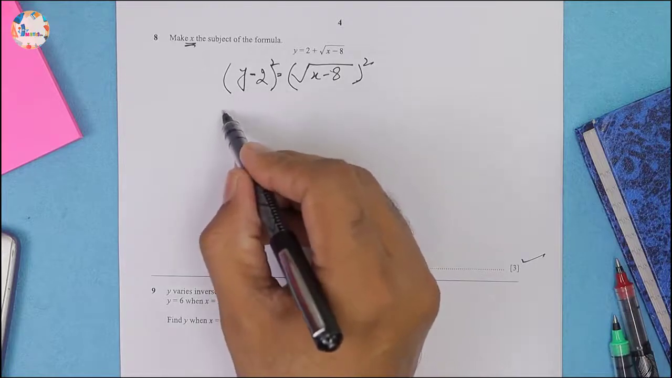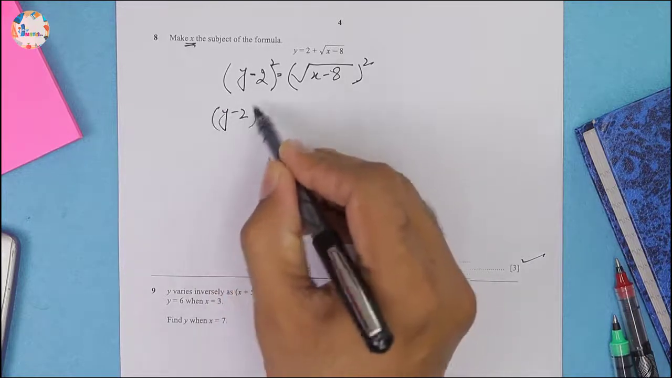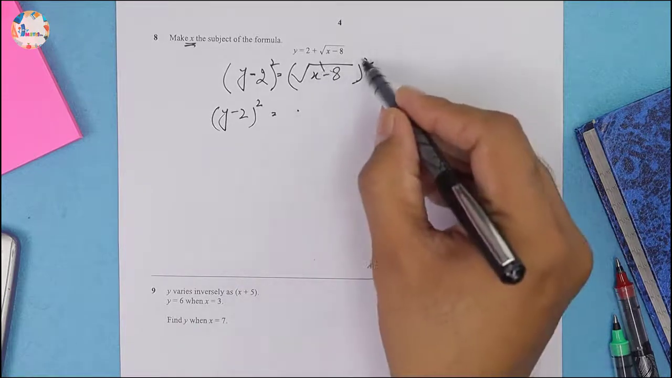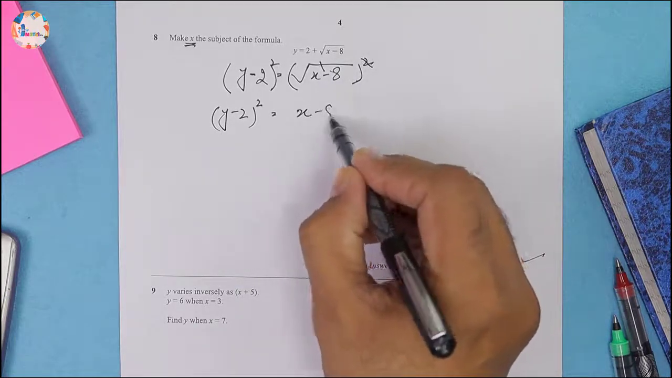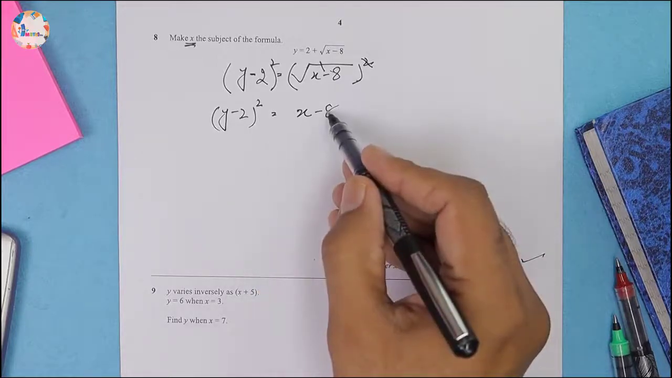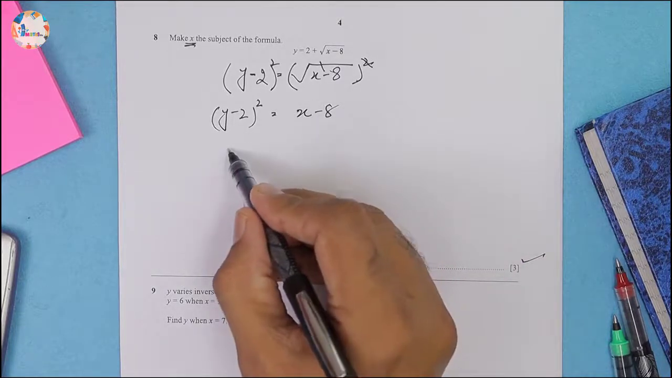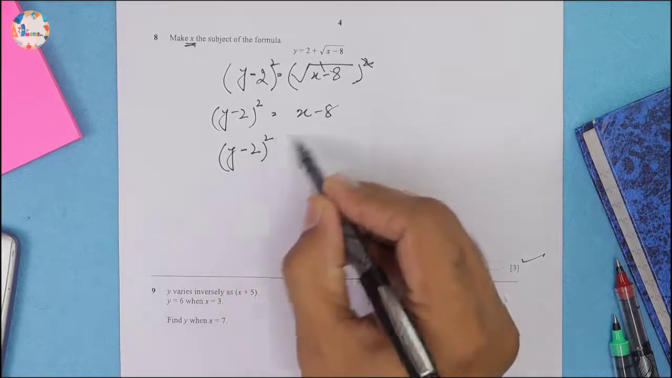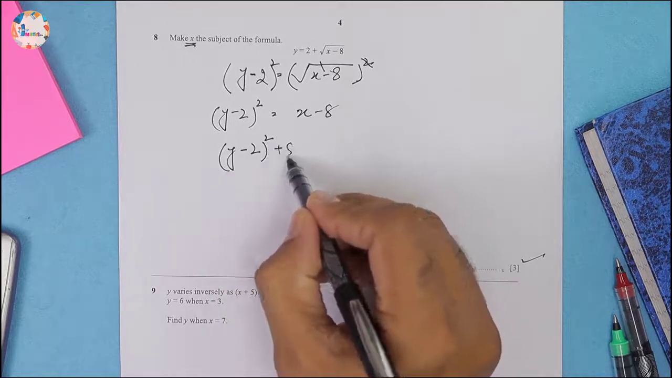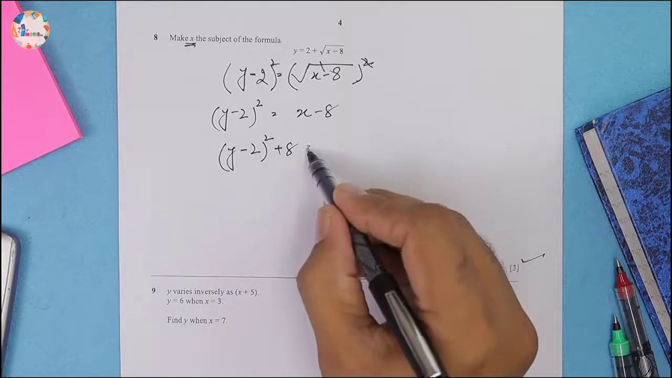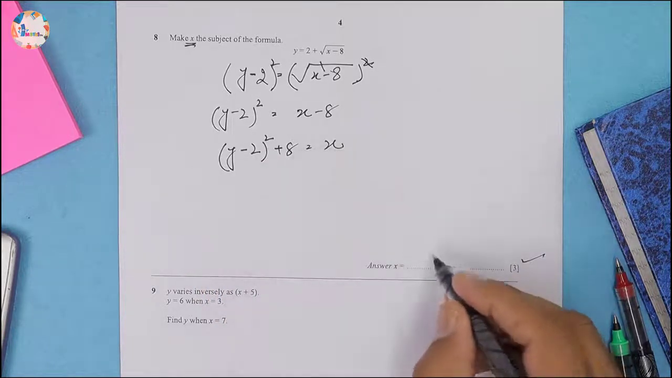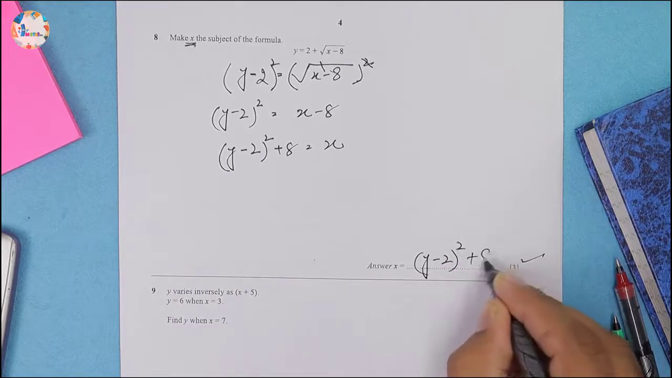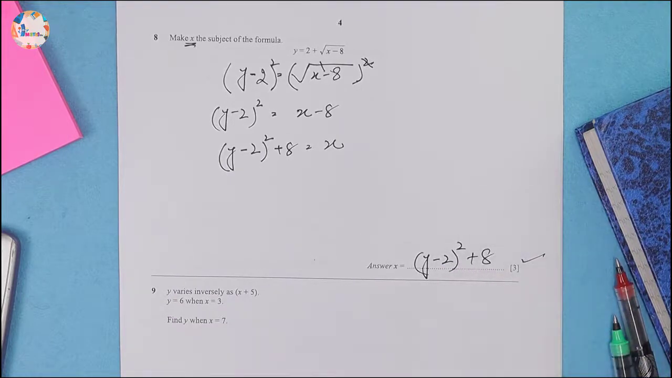So this will be y minus 2, no need to open this, squared, and the square root and this square will cancel, so x minus 8. Now we can shift 8 to this side, so it will be y minus 2 squared, and we can write plus 8, or we can write 8 plus this. So this will be equal to x, and our answer will be y minus 2 squared plus 8. This will be our final answer for this question.